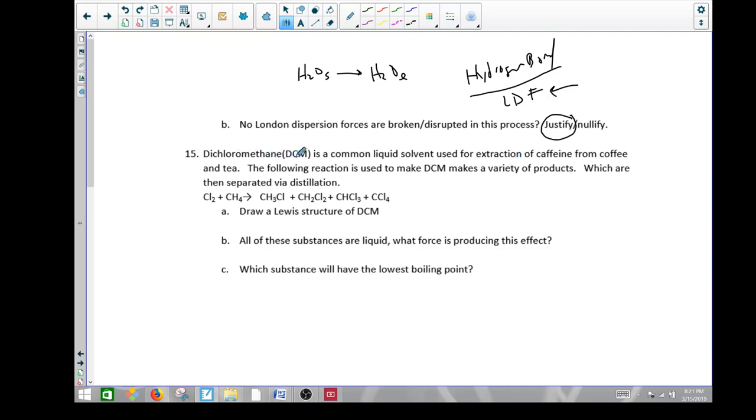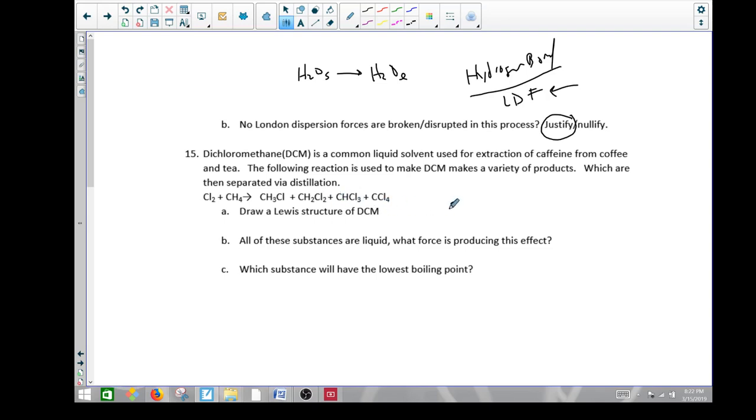Dichloromethane, DCM, is a common liquid solvent used for extraction of caffeine from coffee and tea. The following reaction is used to make DCM. It makes a variety of products, which are then separated via distillation. So we run this reaction and make all of these things. Draw a Lewis structure of DCM. That's dichloromethane. That would be this one.